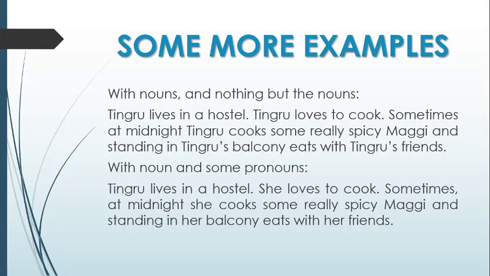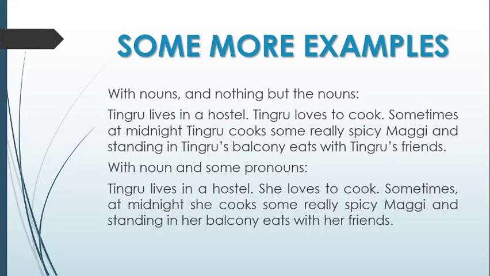Now let's try some tact. Let's use some pronouns. So what does it become? Tingru lives in a hostel. She loves to cook. Sometimes at midnight, she cooks some really spicy Maggie and standing in her balcony eats with her friends. The sentence is again shortened and sounds much better. In fact, the sentence sounds so clean that I'm sure Tingru too might heave a sigh of relief now that nobody is repeating her name so many times.